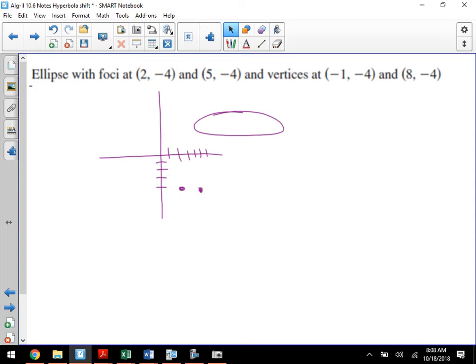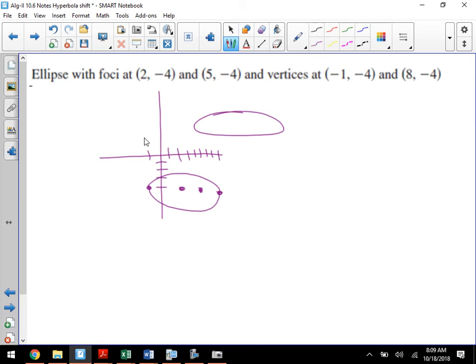Vertices at -1 and 4, -4 and 8. So 1, 2, 3, 4, 5, 6, 7, 8. So we know it's got to do this. Okay. We got to find the center. Well, the center is located at the midpoint of any of those pairs. So what's halfway between 2 and 5? 3.5, right? Okay, so my center is at 3.5, here-ish.